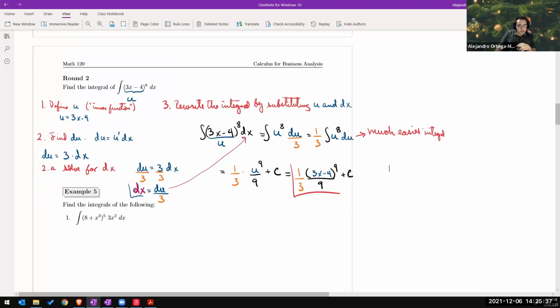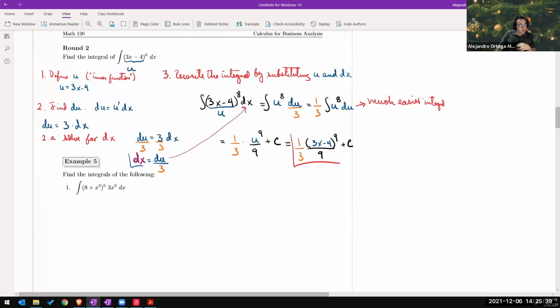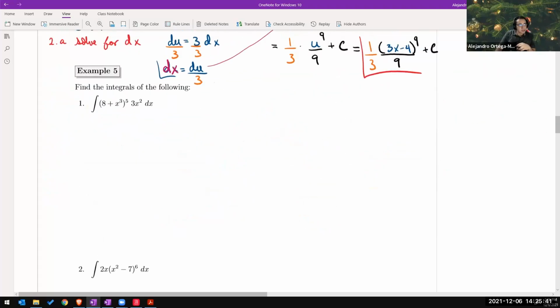So let's practice with a couple more integrals. And let's begin with this one here. So we want to find the integral of the following. It is the integral of (8 plus x cubed) raised to the 5th times 3x squared dx.